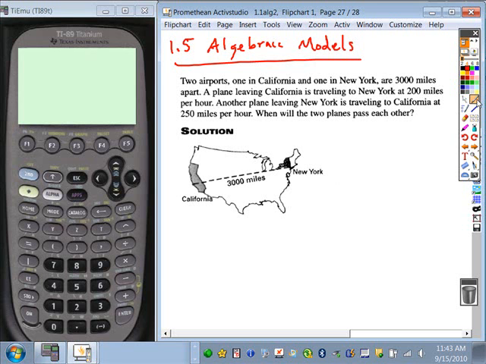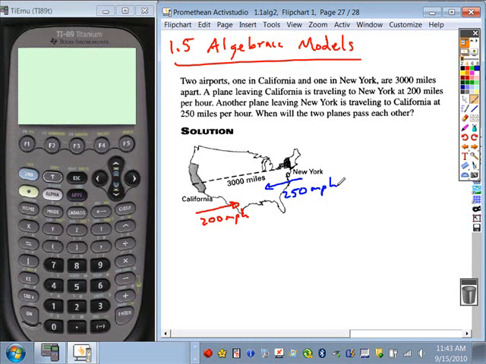Okay, again, you don't have to write this down. It'll be on a video if you wanted to ever write it down, but you can just kind of follow along with the math of it and the labeling. So it says an airport in California and New York are 3,000 miles apart. If a plane leaves California and travels to New York at 200 miles per hour, while another one leaves New York and travels to California at 250 miles per hour, okay, in how much time will pass before these planes pass one another?